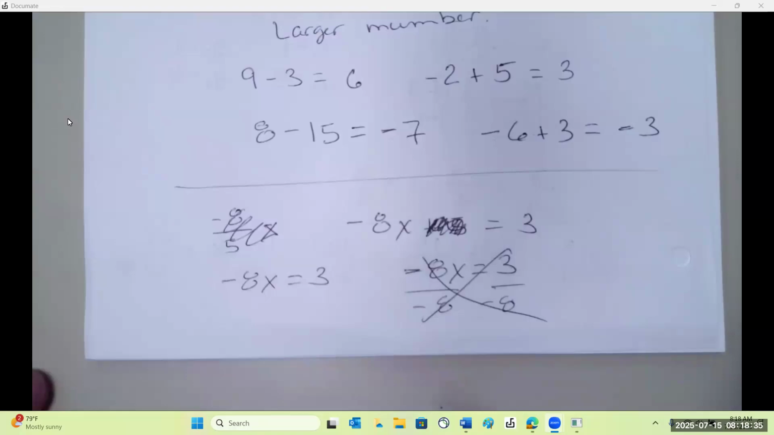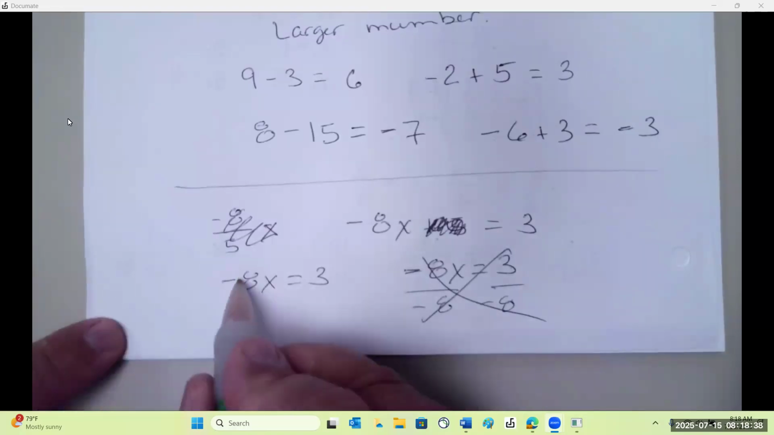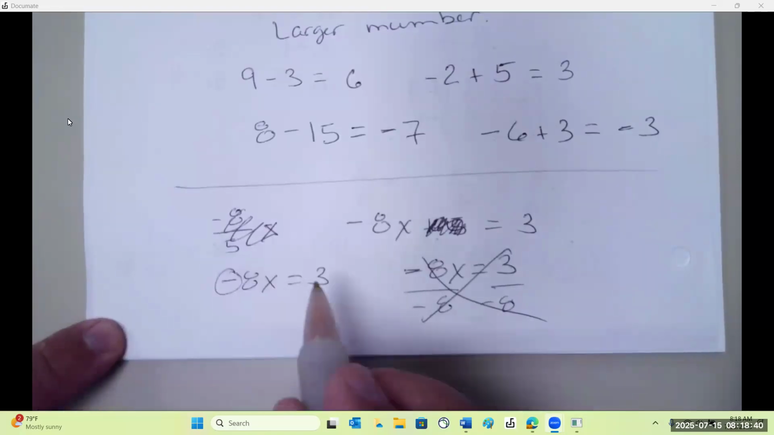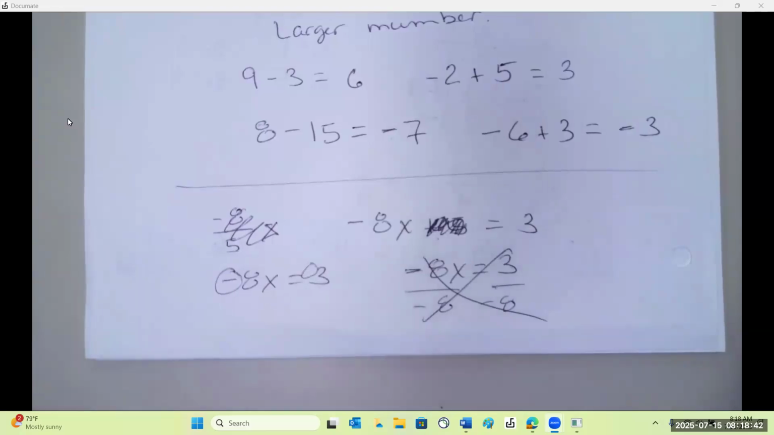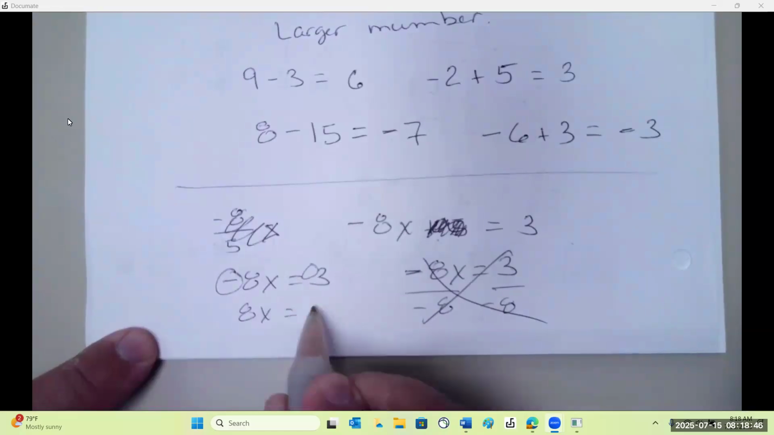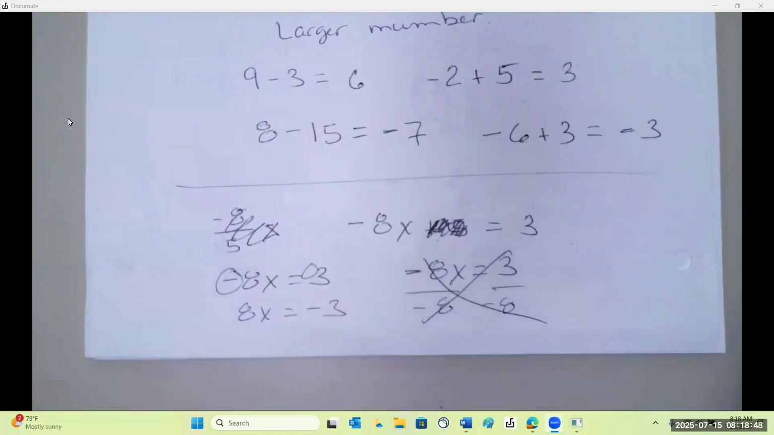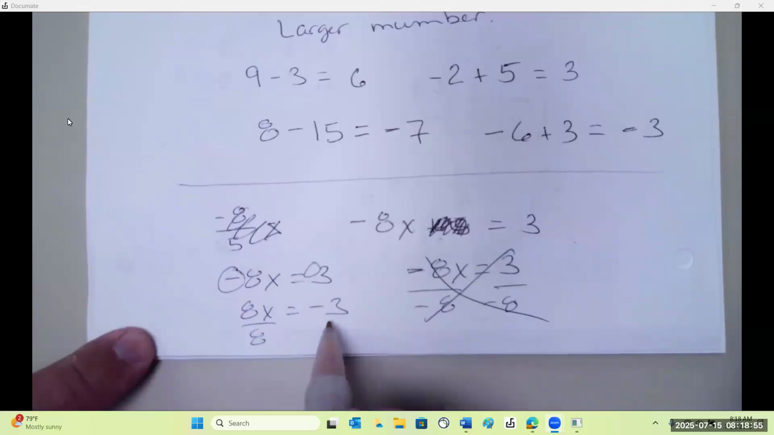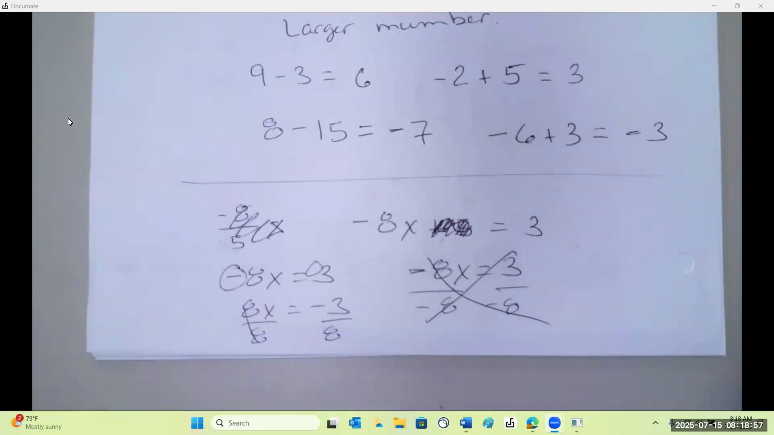remember, treat the signs separately. I have to get rid of this negative, right? Just change the signs on both sides. I change this one from negative to positive. I change this one from positive to negative. It's the same relationship. Now I divide by 8. It's a lot cleaner that way.